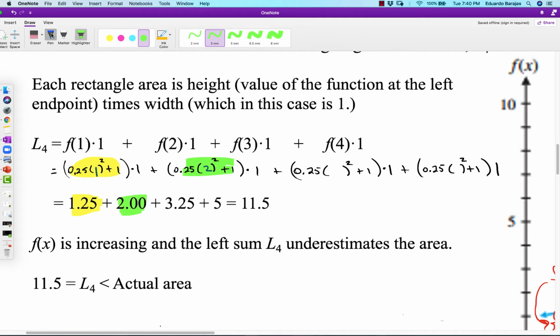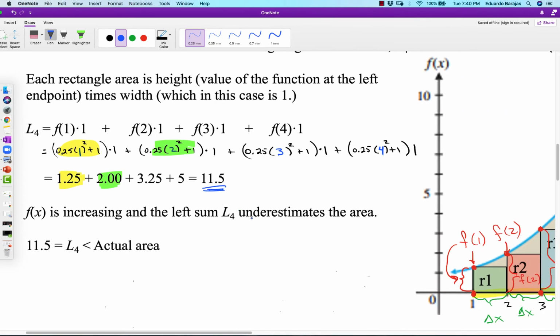And likewise for the others. So we plug in a 3 into here, and we plug in a 4 into here. And so we get all 4 of these numbers. We add them together, and we get an answer of 11.5. Okay, so let's go back to this picture.